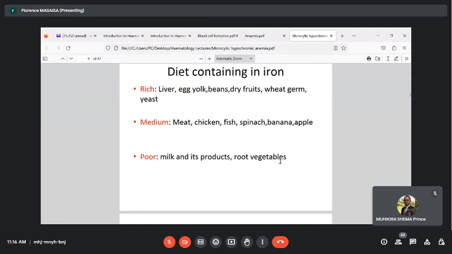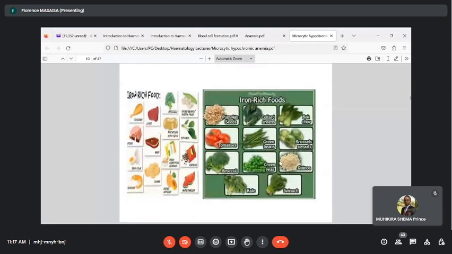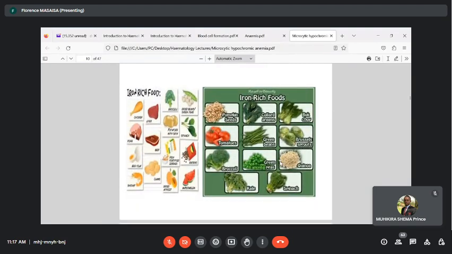So when you have a baby above 6 months just drinking cow milk, that baby will be exposed to develop iron deficiency if he's not having other foods to complement what he's eating. So cow milk has a poor amount of iron. So this is just pictures of what we have said.